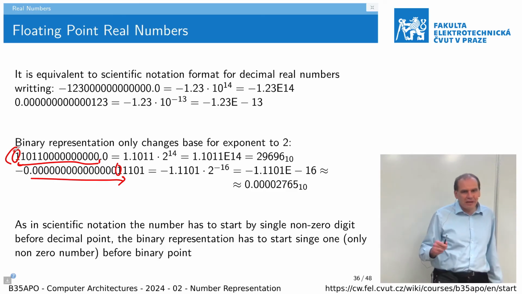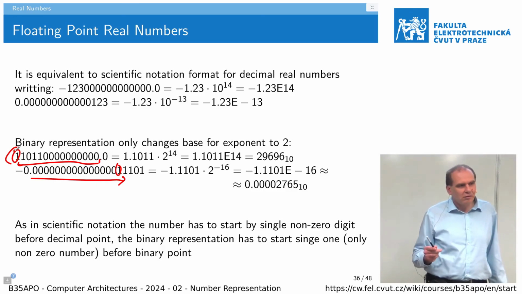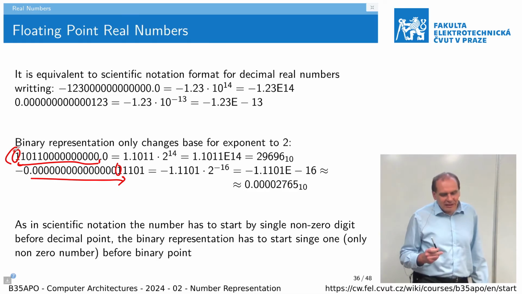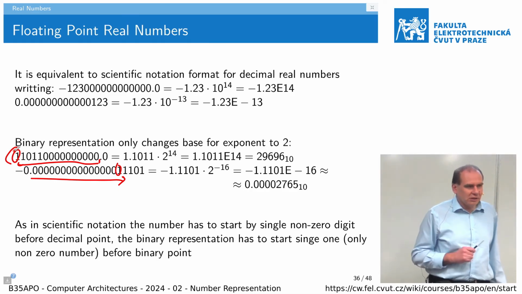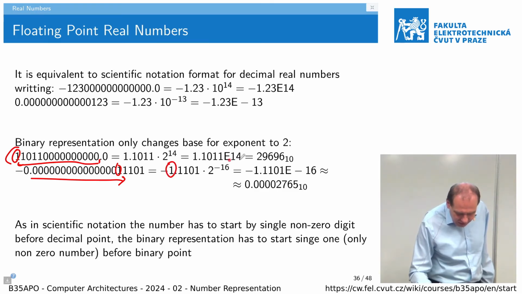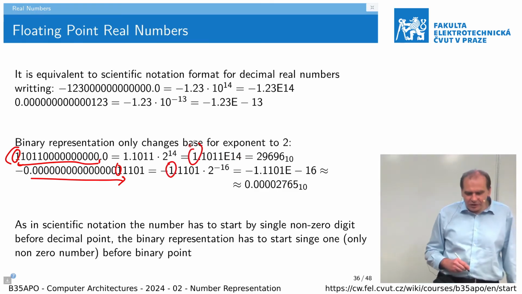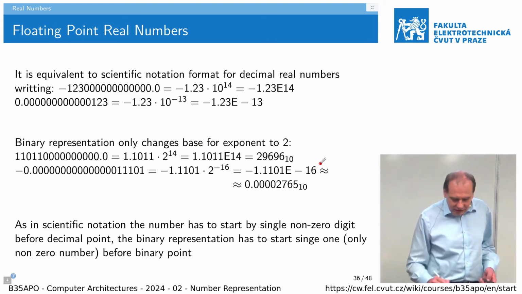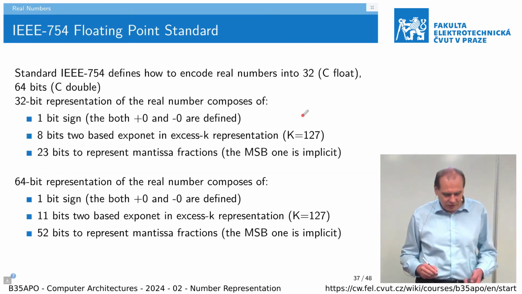It is binary, so it has only one option. It can be only the 1. So in this case, in the result we do not need to store this one, because we know that this one is mandatory here for the value which is stored in this scientific-like representation.